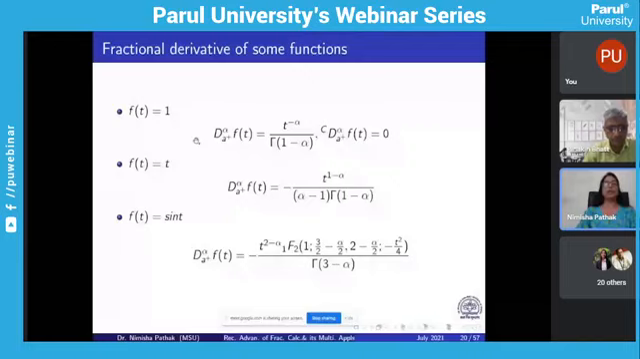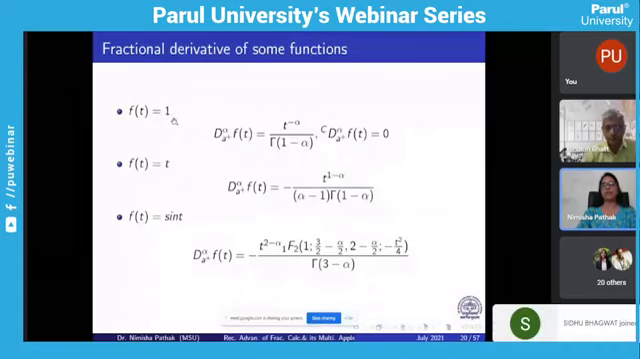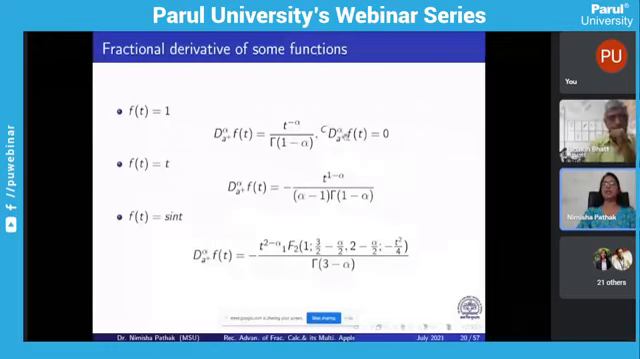So if we take f(t) constant, then if we take the Riemann-Liouville derivative, this is the value that we already saw. This is not zero. But if we take the Caputo fractional derivative of that constant function, that is zero. If f(t) is t, then this notation. And then if f(t) is sin t, then we are getting this hypergeometric function.